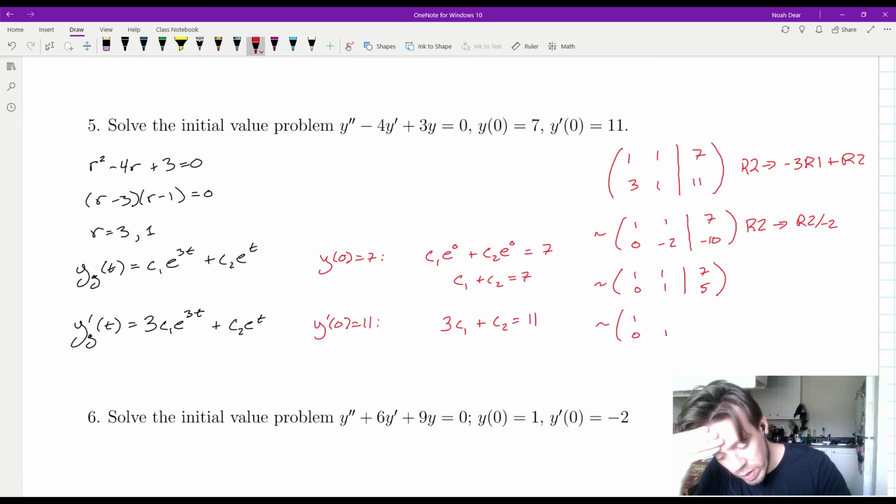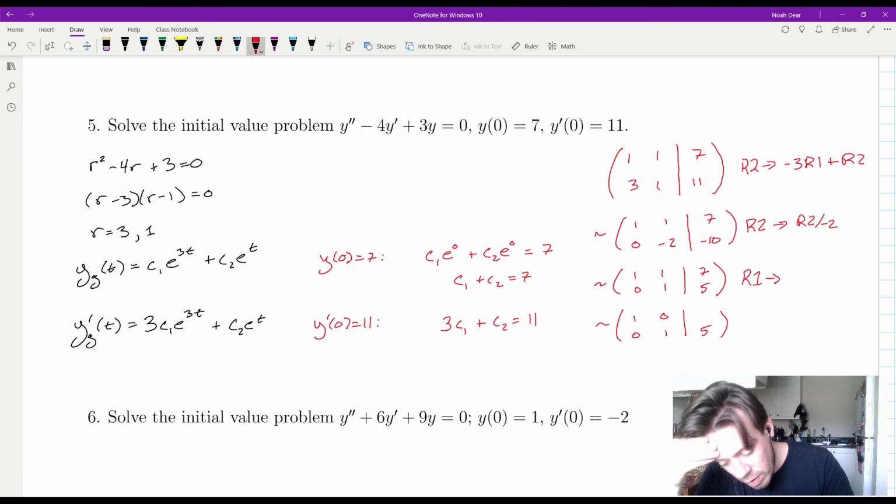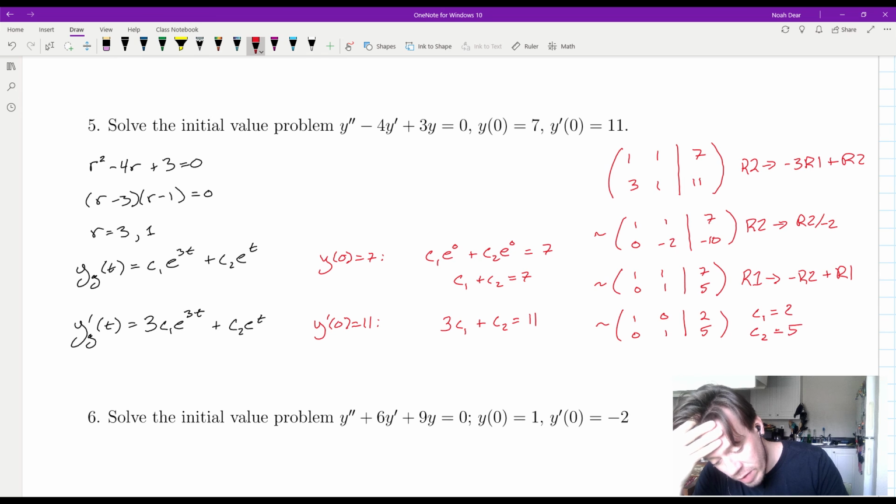And next, we're going to get a 0 in the second column, first row position to finish getting our row reduced matrix here. The bottom row is going to stay as 0, 1, 5. The top row is 1, 0, and then we have to figure out what happens to that 7. So we're going to take the first row, and it's going to become the negative of the second row plus the first row. And so when we do that, the negative 5 plus 7 is going to give us a 2. So this shows us that c1 equals 2 and c2 equals 5.